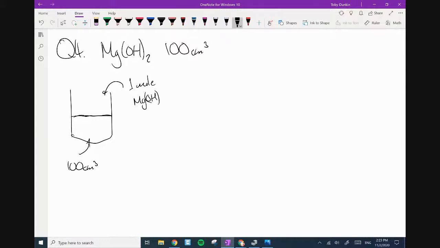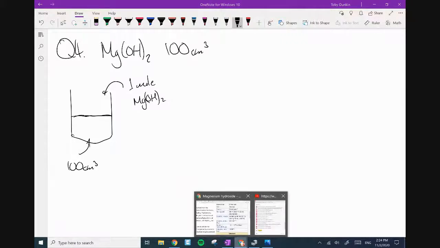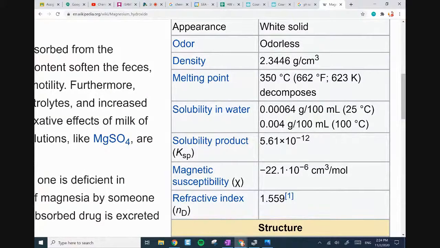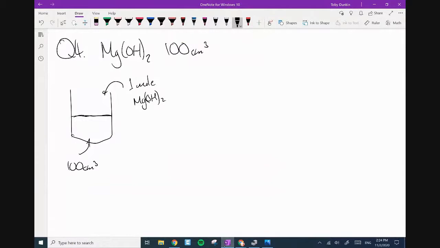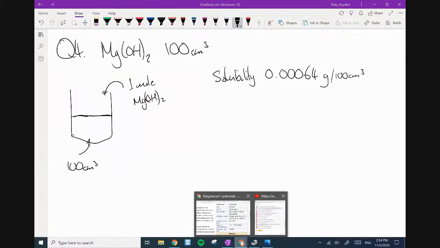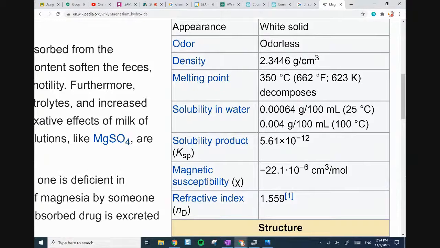But what we realize is that it's not going to dissolve. In fact, hardly any of it will. What is going to dissolve? Got to use the solubility. Go back to this one: 0.00064 grams per 100 centimeters cubed of water. Was it that or per liter? It's usually per 100. Yes, well done.